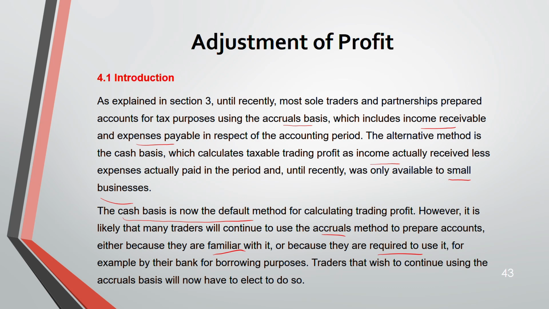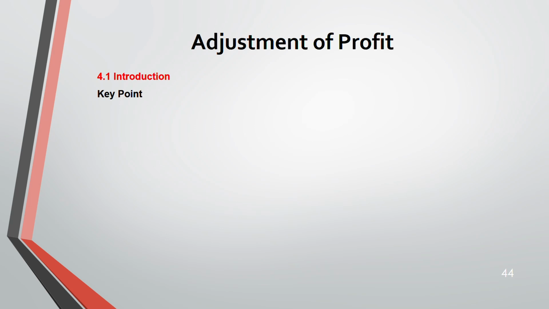So traders who wish to use accrual basis, even though cash is the default basis, they now have to elect to do so. You have to elect to use accrual basis. You can't use accrual basis as you wish. So these are some key points under the cash accrual basis. So this section explains the process for calculating the trading profit.